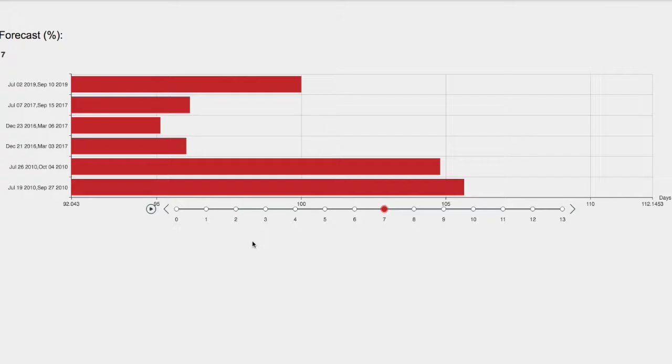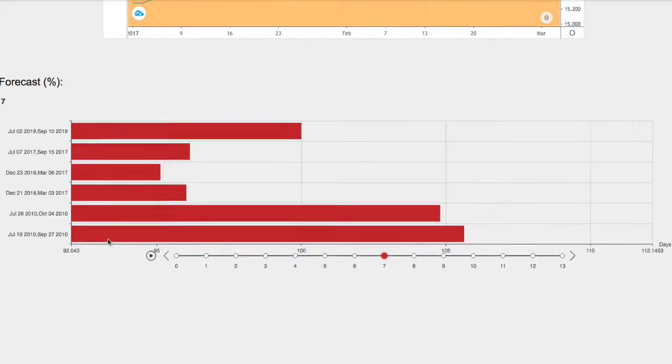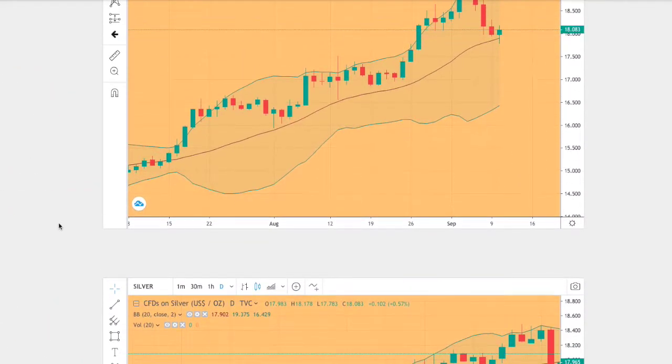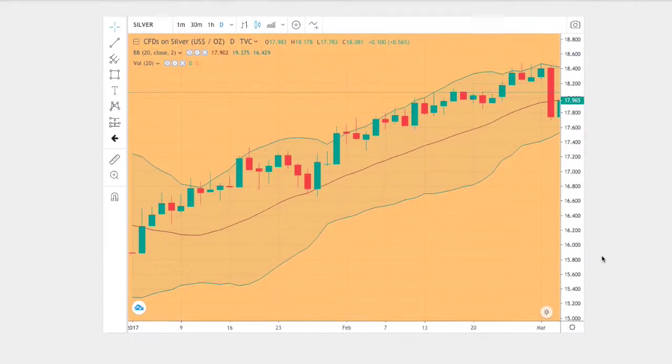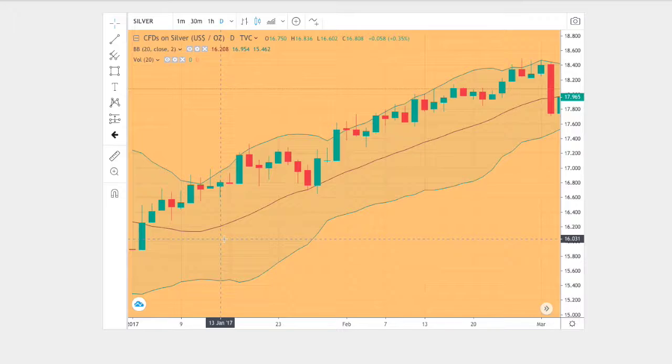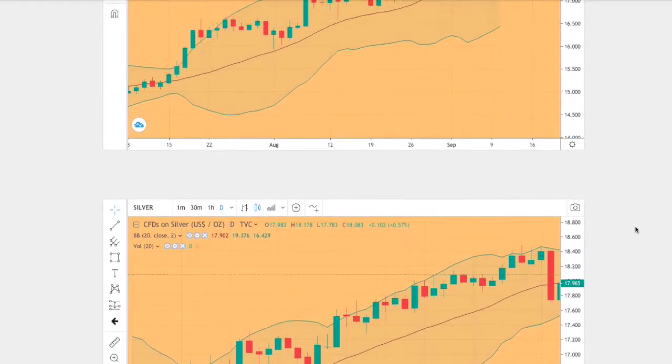So which one of these forecast models should we focus on? Ideally, the model that is the best match to the current trend. We have the current trend right here, and the trend below it is the best match, and this dates back to December 21st, 2016 to March 3rd, 2017. I'll point out why these two charts are similar.